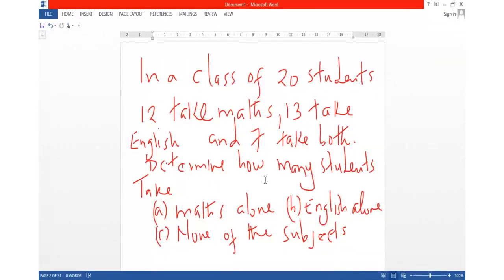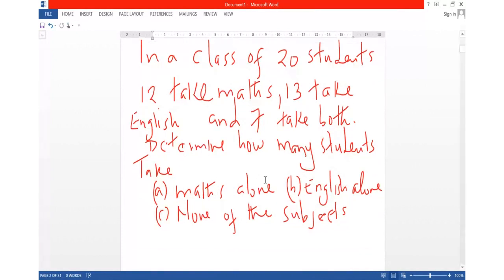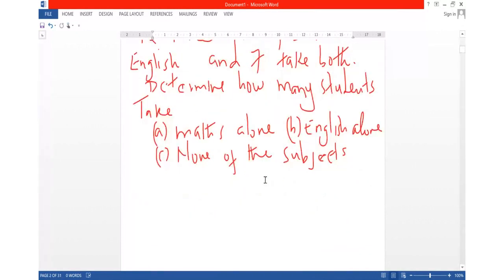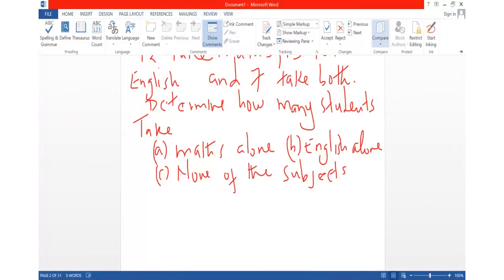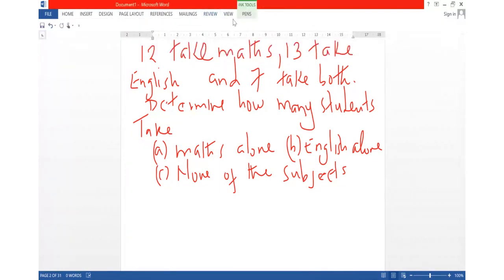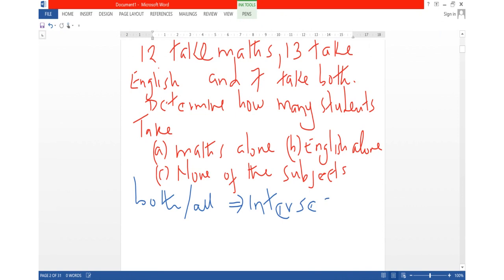It is because of the word both. The word both is very important. It signifies the intersection. The word both, the word all, these signify intersection. And it is possible, and I'll show you this example. So the question is correct.